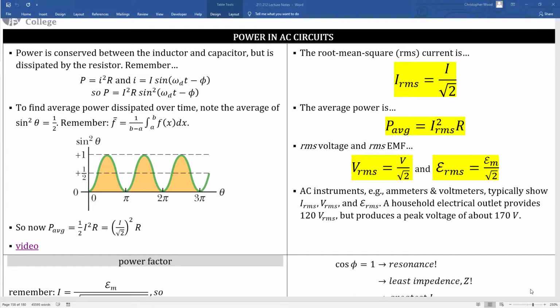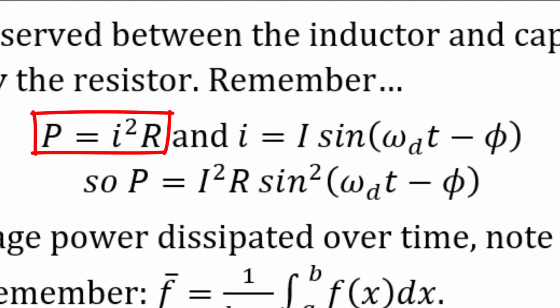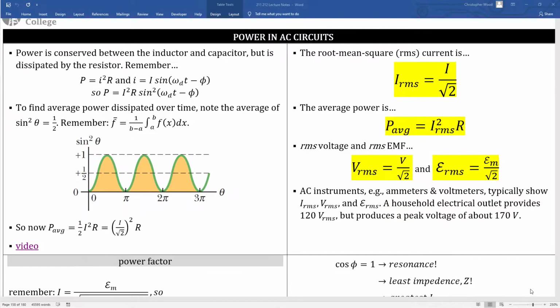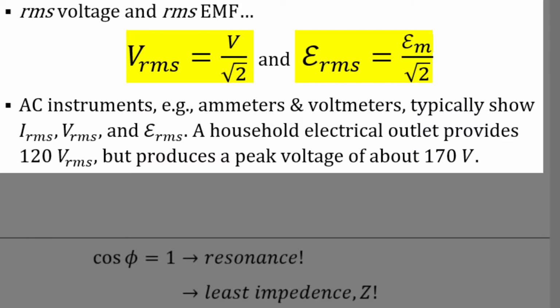Power in AC circuits is obviously a big deal. We start with P equals I squared R, which we've used a lot. Apply some calculus and coin a term known as root mean squared, RMS. Here's an expression for RMS current, average power, RMS voltage, and RMS EMF. This last bullet is pretty informative. When we're looking at AC, anytime we mention values for current or voltage, we're really referring to the RMS values.